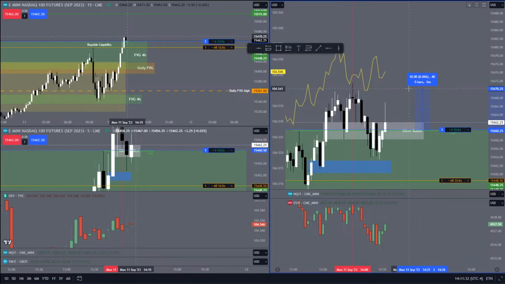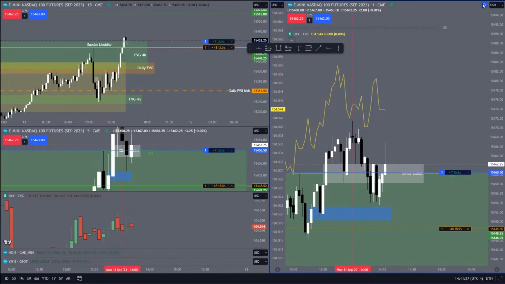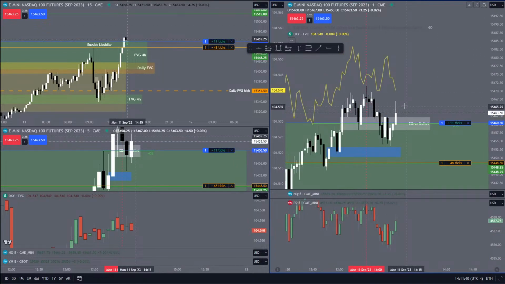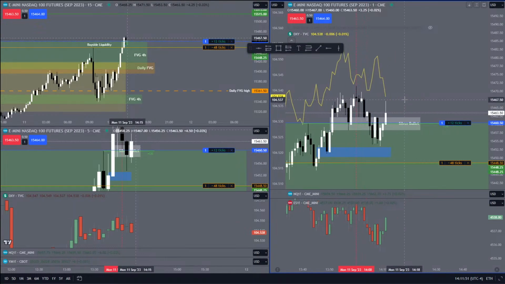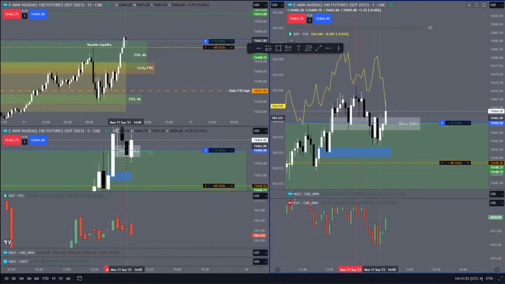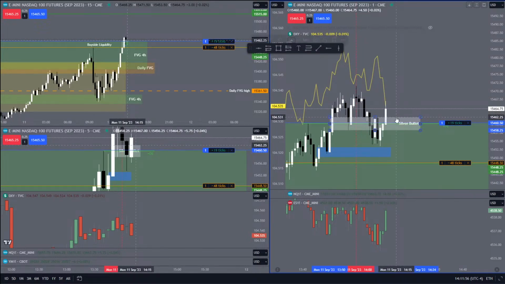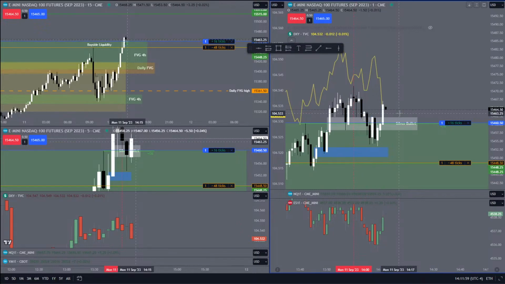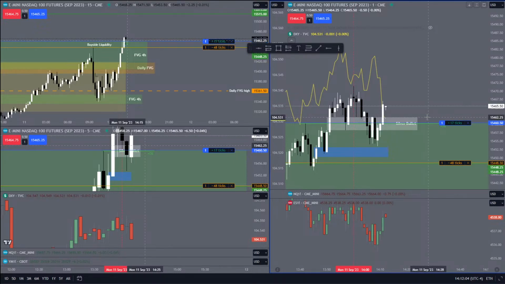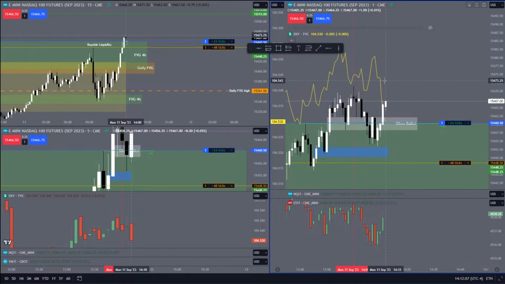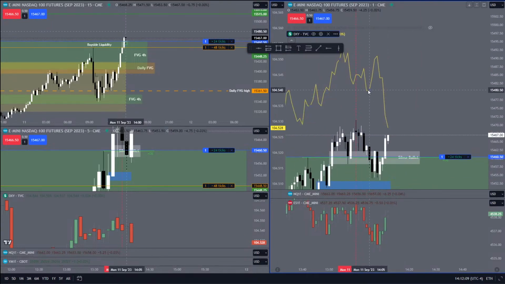So this would be 10 handles right here. Okay, dropping dollar. I got the dollar dropping. I want this candle to close above this fair value gap. I want to see this body close above this fair value gap. Okay, we like that. The dollar's looking heavy, as you can see, this yellow line.